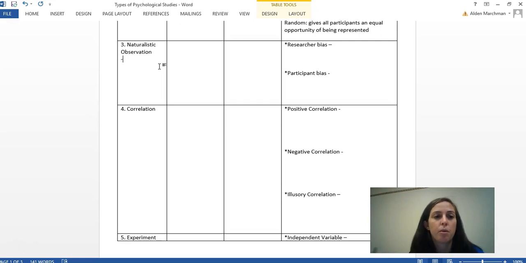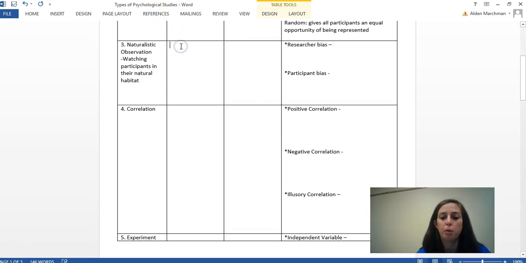It's on the left, where it says naturalistic observation. You want to write, I'm trying to think of a different word than observing. Watching participants in their natural habitat. Sound good? Naturalistic observation. We're going to go do this on Monday. We're going to go observe heritage.